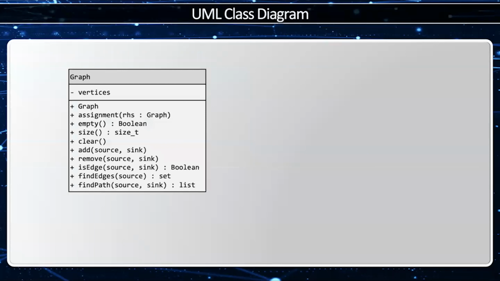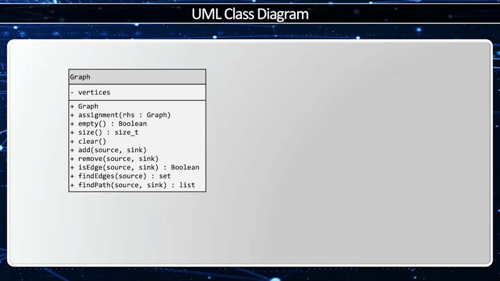Let's take a look at the UML class diagram. Our class is called graph, and it has a constructor and assignment operator, empty, size, and clear, just like you'd expect. It also has add, where I can add a given edge between a source and a sink. I can also remove a given edge given a source and a sink. I can also determine if a given edge exists between a source and a sink. I have a findEdges, and it's going to give me a set of sink vertices corresponding to a given source vertex. And finally, I have findPath. FindPath is going to give me a list of vertices leading from a source to a sink vertex.